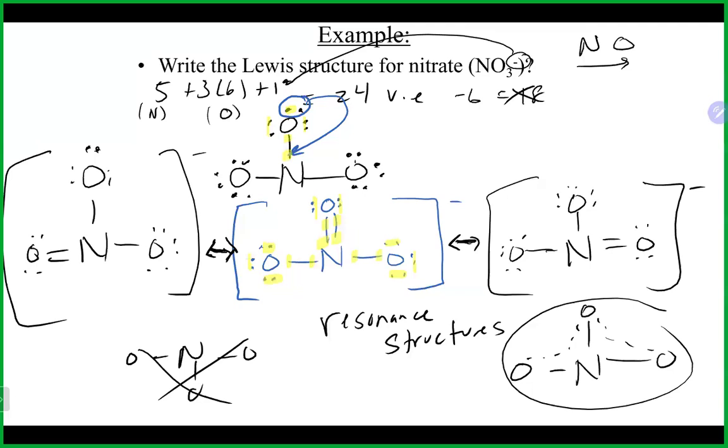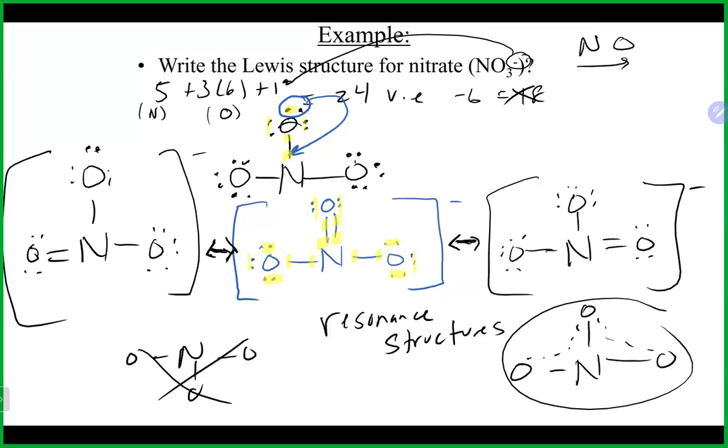No, it's not. It has to do with how many single bonds you drew to start with. In this case, we did 1, 2, and 3 single bonds. Each of those single bonds represents 2 electrons, so that's why we used up 6 electrons.